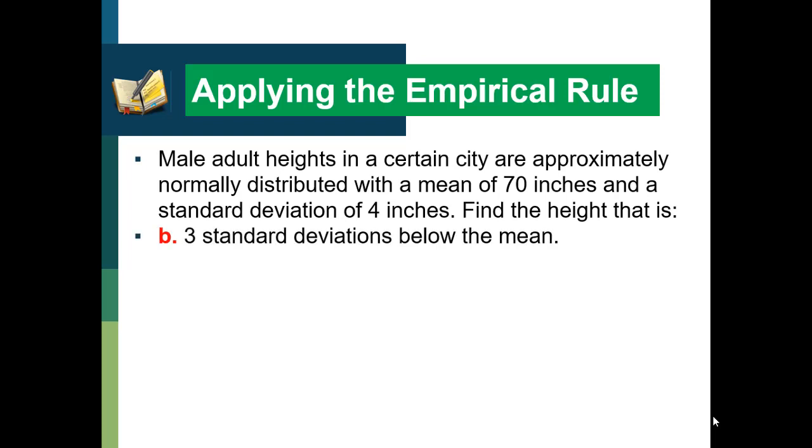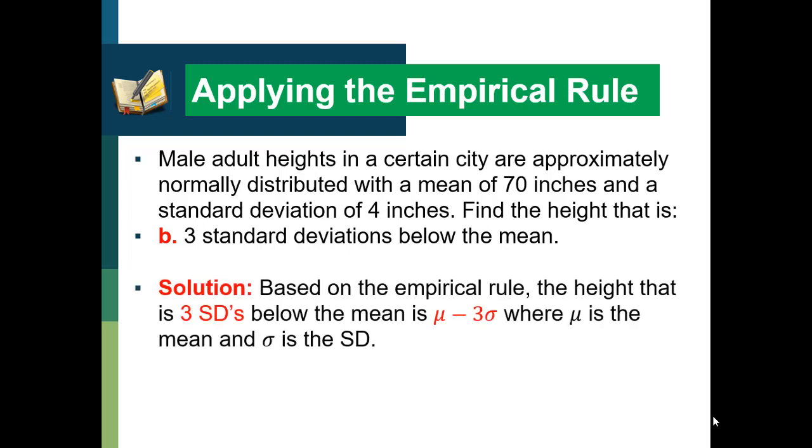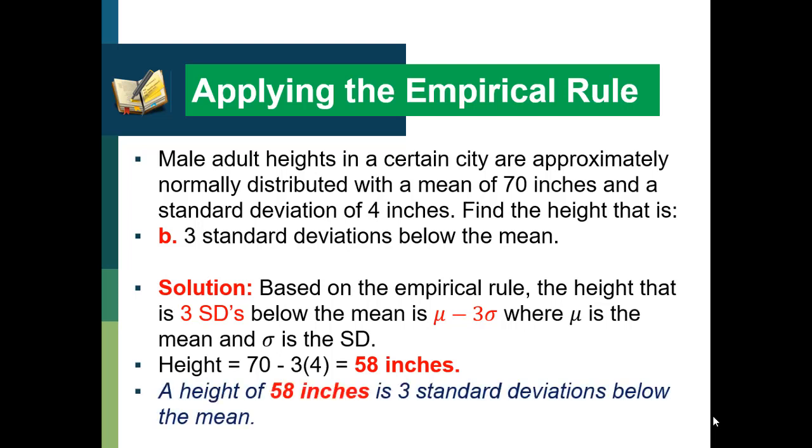In letter B, we're looking for 3 standard deviations below the mean. Based on the empirical rule again, the height that is 3 standard deviations below the mean is represented by the mean mu minus 3 times the standard deviation sigma. That is 70, which is our mean, minus 3 times 4, our standard deviation. 3 times 4 is 12, so 70 minus 12 is 58 inches. Therefore, the height of 58 inches is 3 standard deviations below the mean.